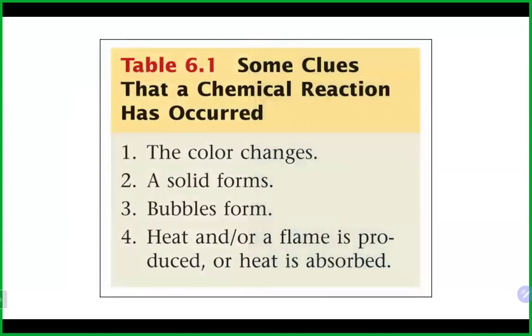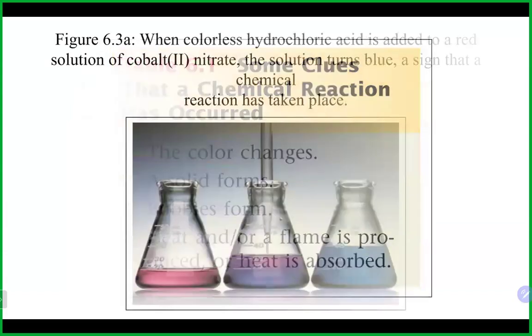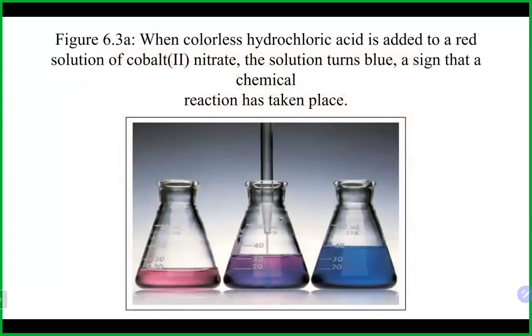I don't remember. A color change, solid form, bubbles, heat or flame. Again, all examples of a chemical reaction occurring. This is like a titration type of reaction, and the formation of something blue in this case is actually a new compound that has been formed as a result of a chemical reaction.